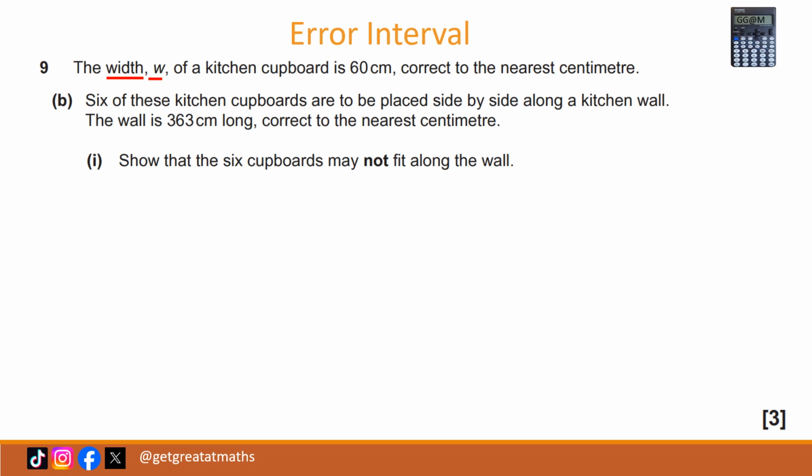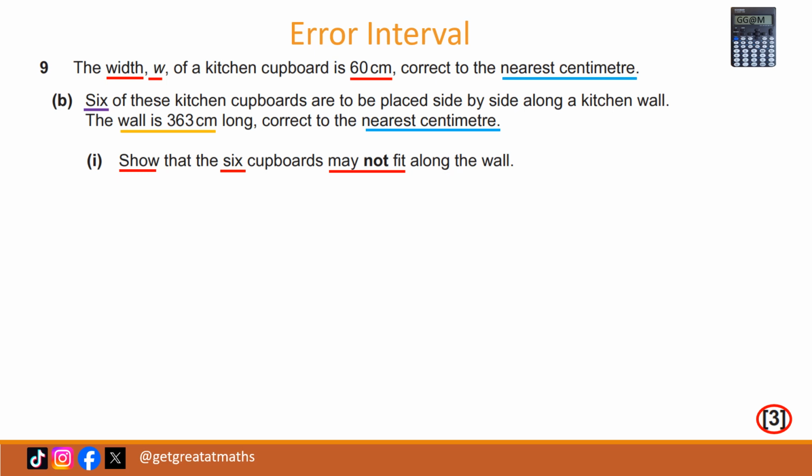So we've got the width, W, of 60 centimetres, and this is to the nearest centimetre. We've got 6 of these wall units that are going to be placed alongside each other, and the wall is 363 centimetres long. This is measured to the nearest centimetre, the same as the width of the cupboards. And we've got to show that these 6 cupboards may not fit along the wall, and this is worth 3 marks.